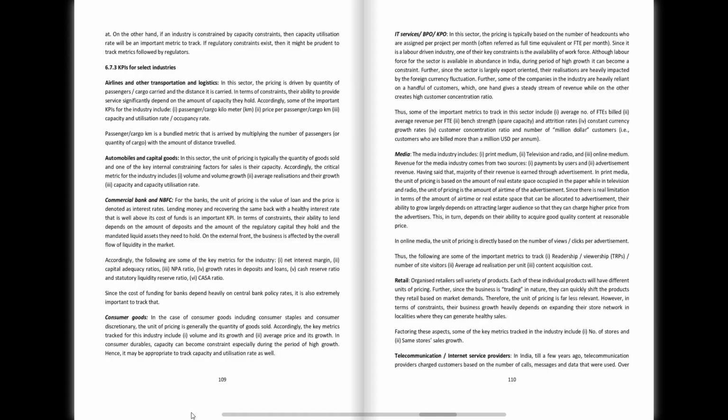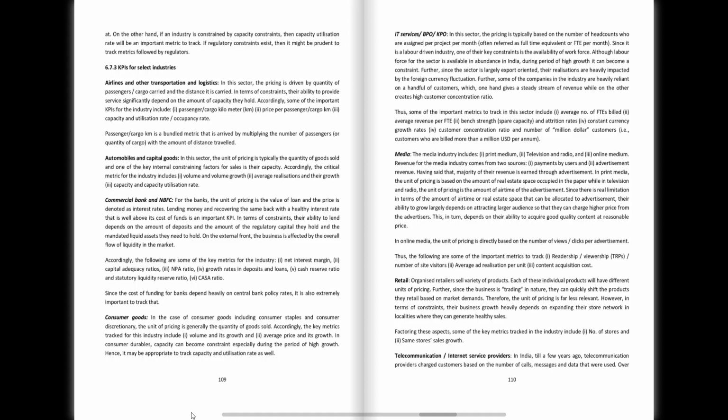Since there is real limitation in terms of the amount of airtime or real estate space that can be allocated to advertisement, their ability to grow largely depends on attracting larger audience so that they can charge higher price from the advertisers. This, in turn, depends on their ability to acquire good quality content at reasonable price. In online media, the unit of pricing is directly based on the number of views/clicks per advertisement. Thus, the following are some of the important metrics to track. 1. Readership/viewership, TRPs/number of site visitors. 2. Average ad realization per unit. 3. Content acquisition cost.